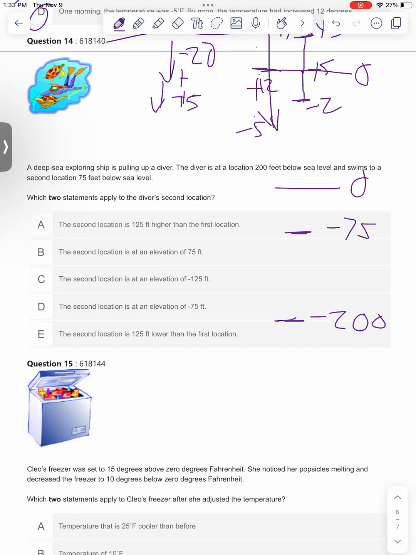Is it 125 feet higher? Is that plus 125? Yes, it is. 200 minus 75 is 125. So that's plus 125. Second location is the elevation of 75 feet. No, that's negative 75 feet. Not that one. The second location is negative 75 feet.